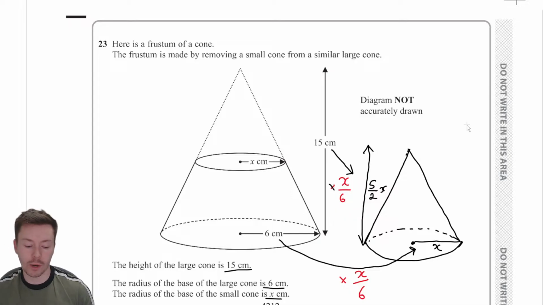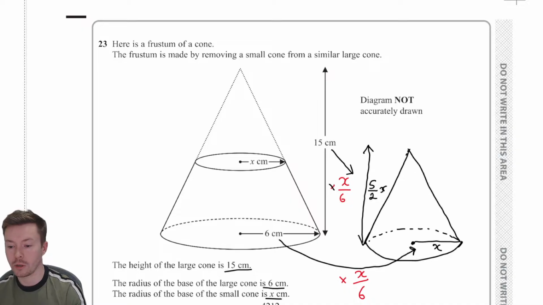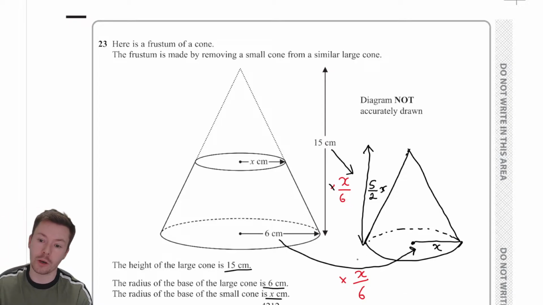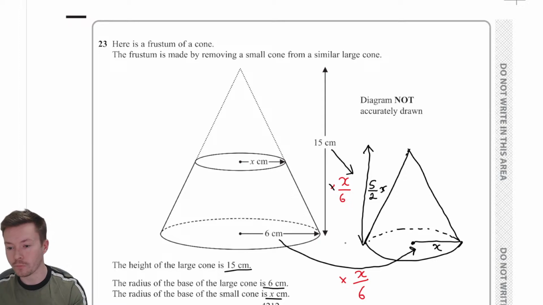Okay, now it says do it algebraically, so what we could write down in terms of algebra is length scale factor is equal to x over 6, if you go from the big one to the small one. If you go from small one to the big one, it'd be the other way around, it'd be the reciprocal. I'm just going to change the sign of that, because otherwise it's going to annoy me.